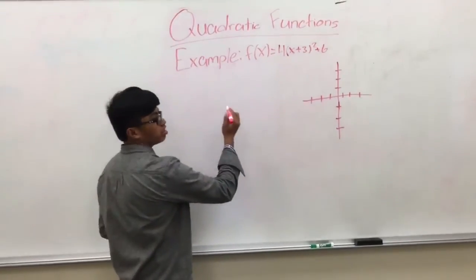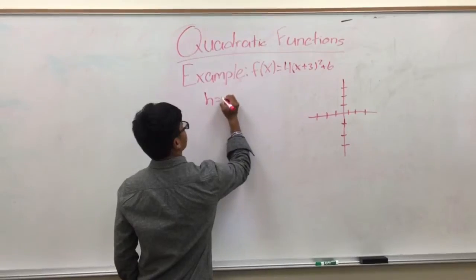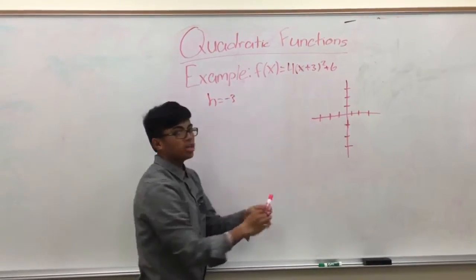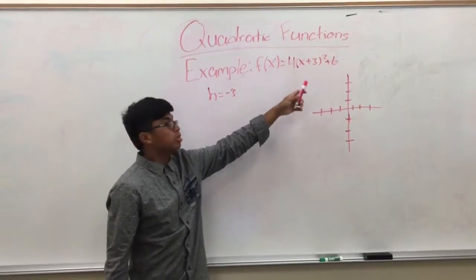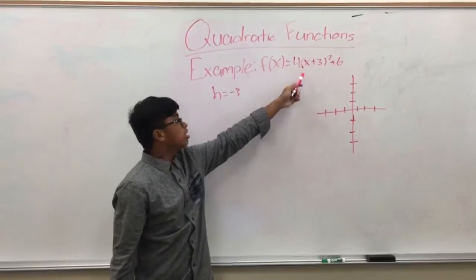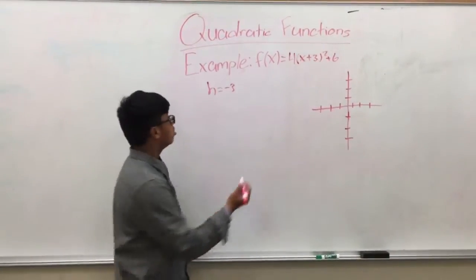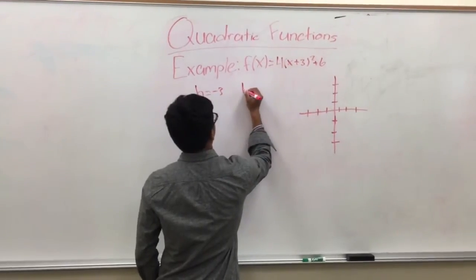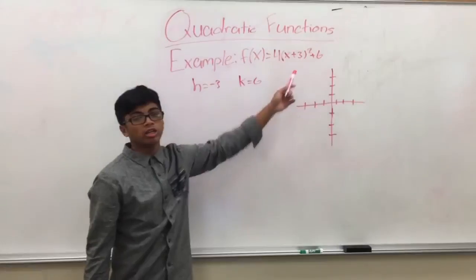In this function, h would be negative 3 because h is in the parentheses, and as we know, h is the opposite. So h would be negative 3 because in the function, it's x plus 3 squared. Now k would be positive 6 because k is right here and k does not change.